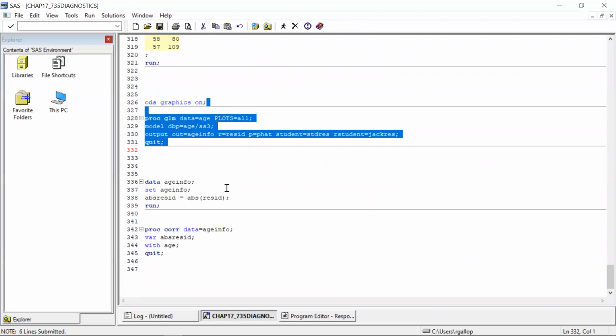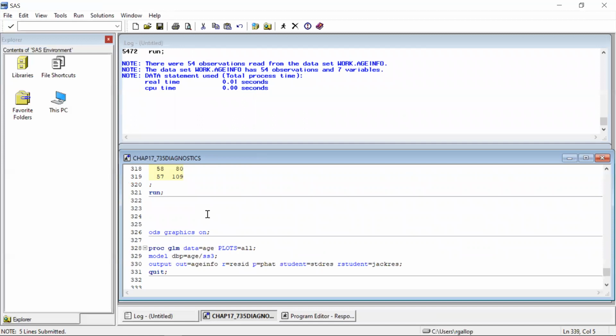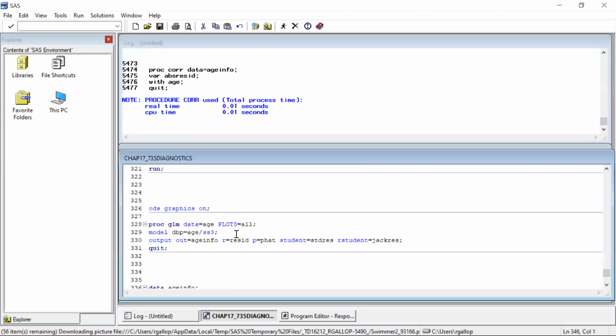One of the things I do in this case is in our data set, you see line 330, I created this data set age info. I've got the resid, and I'm taking the absolute value of the residual. Again, remember the residuals are positive and negative. What I'm doing here, in this case for the simple linear regression, is a correlation of the absolute value of the residual and the predictor. If you have a multiple regression, it would be the correlation of the absolute value of the residual with the predicted value. When I look at this correlation, see what's going on.